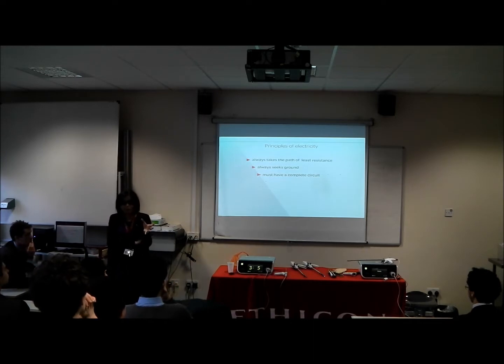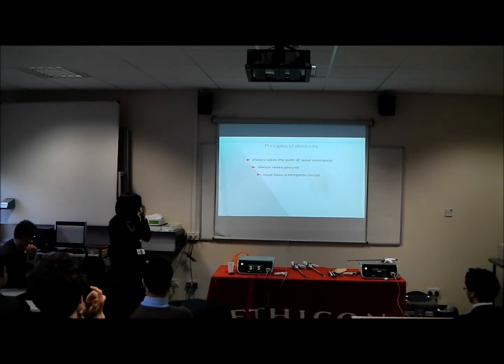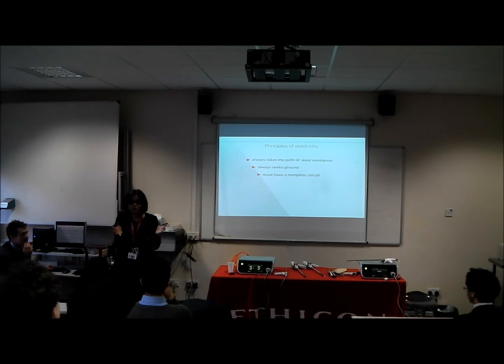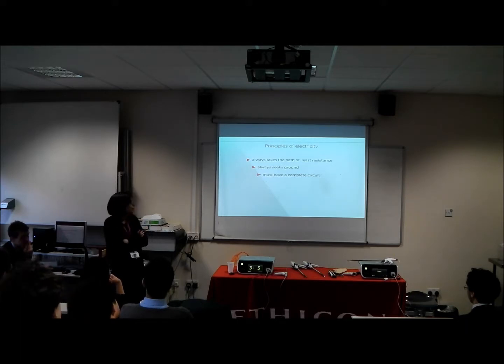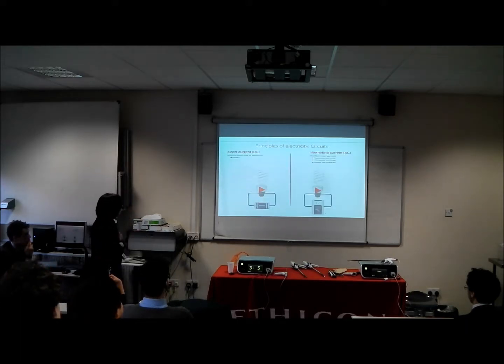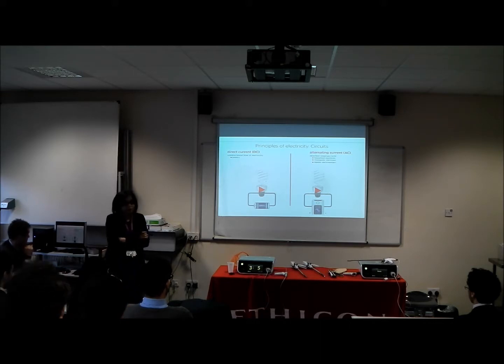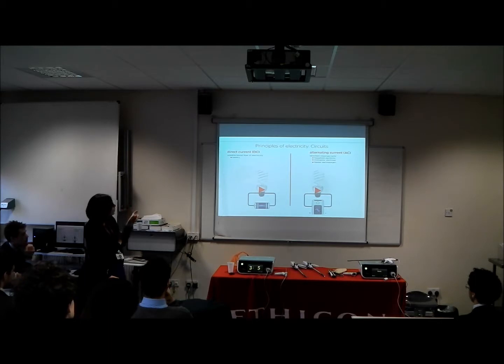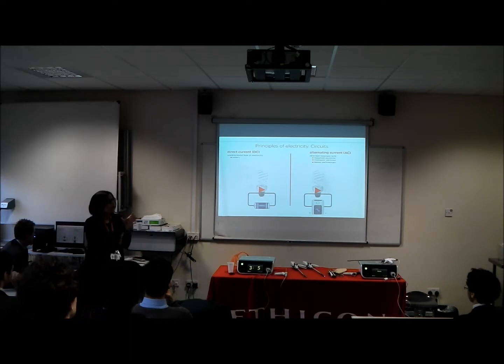You all know electricity. How many of you are doing physics? Loads of you. Okay, fine. So I don't need to talk about this slide. You know that for electricity we need a circuit for it to flow. It takes the path of least resistance. Those are the two things that you need to keep in mind. Okay, I'm going to skip this slide. Just remember that when I'm talking about using electricity, I'm talking about alternating current. That's what is used when we do surgery.